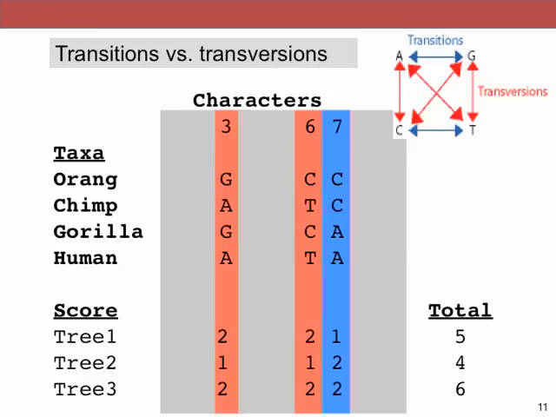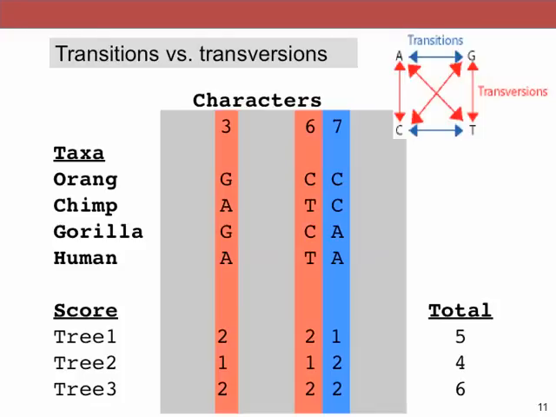However, character 7 is sort of like the throwing the bike at someone example. These are transversion differences. C to A, C is a pyrimidine, A is a purine. We would have to infer the occurrence of transversion changes for this character.